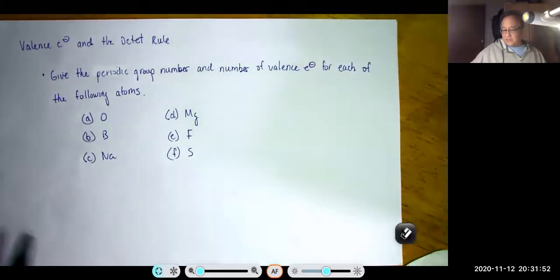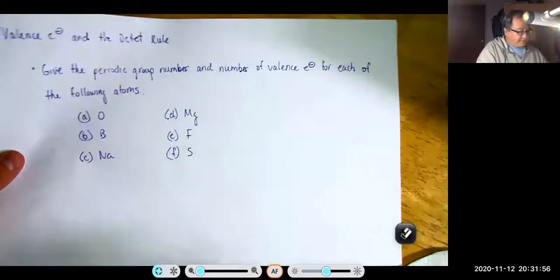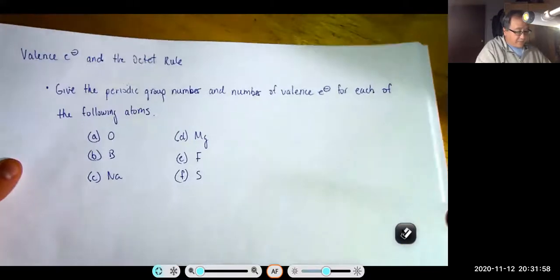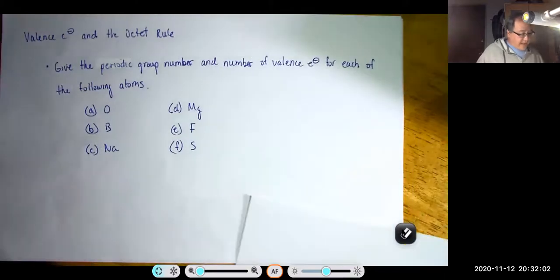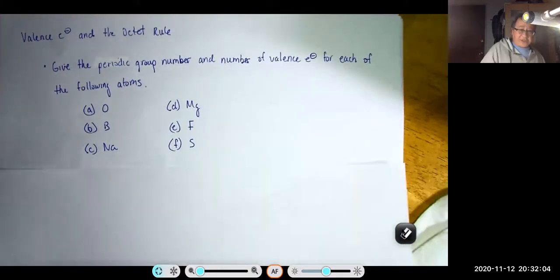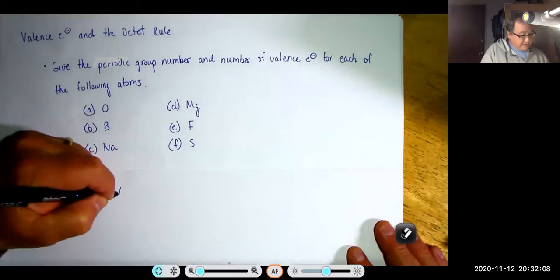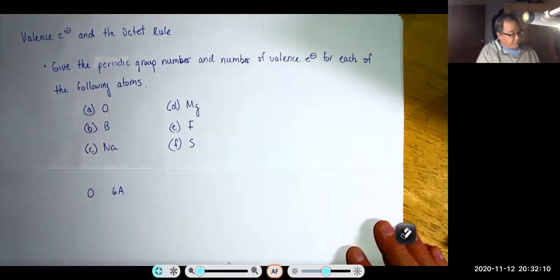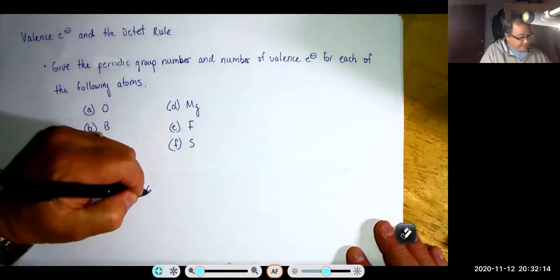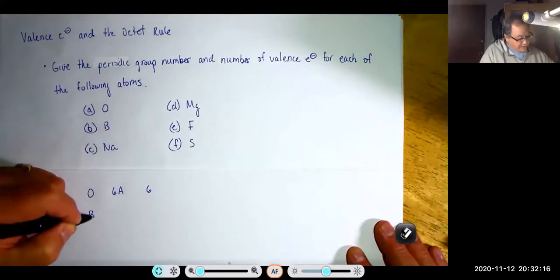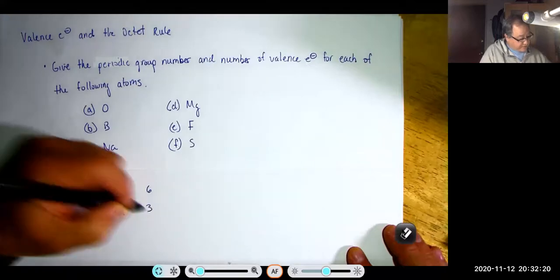So let's take a quick look at a problem here. Valence electrons in the octet row. Give the periodic group number and number of valence electrons for each of the following atoms. So for oxygen, it's in group 6A. So what would the number of valence electrons be? 6. For boron, it's in group what? 3A. So it would have 3 valence electrons.